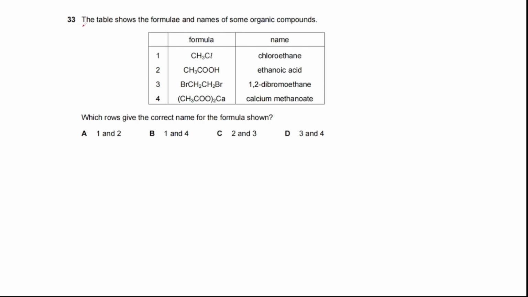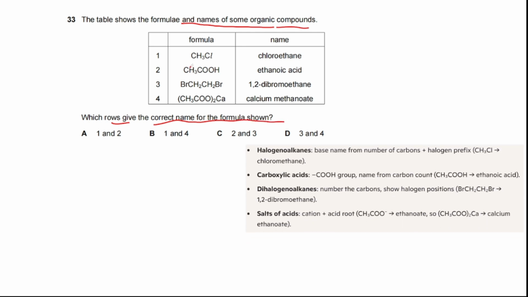Question number 33. The table shows the formula and names of some organic compounds. Which row gives the correct name of the formula shown? So the first one is CH3Cl. So it is having chlorine. So it's basically a halogenoalkane.